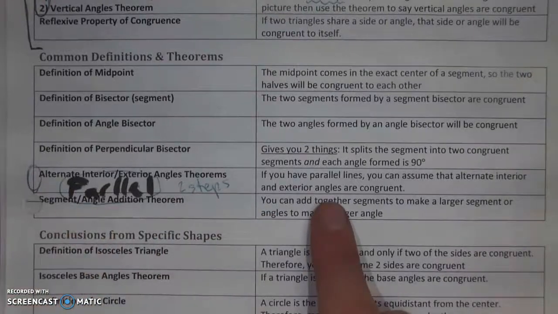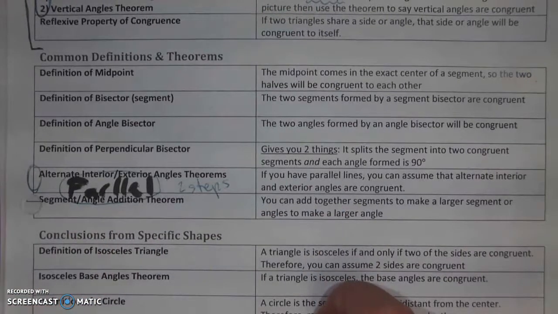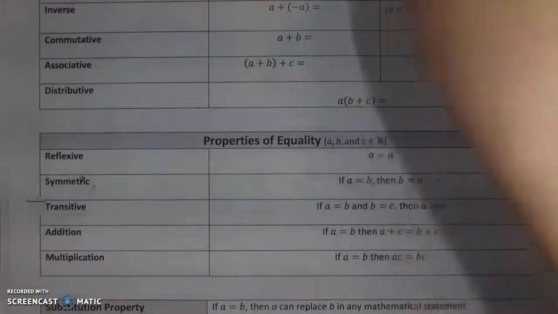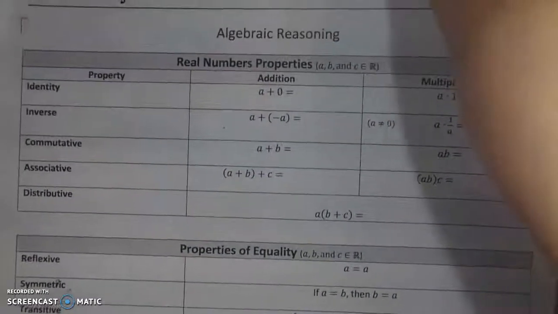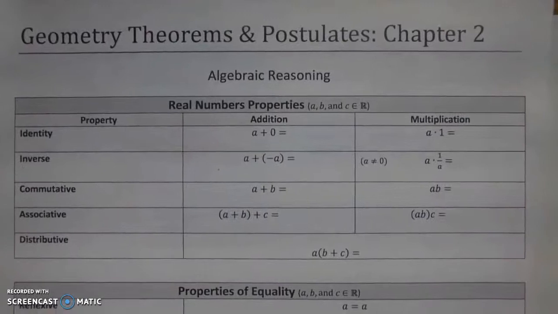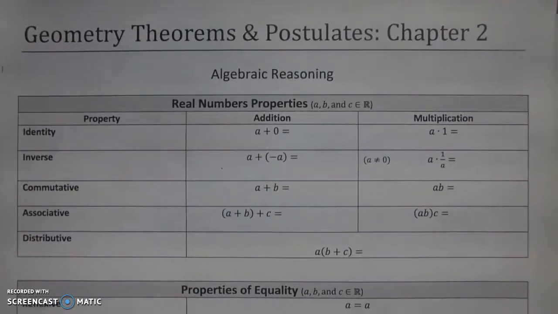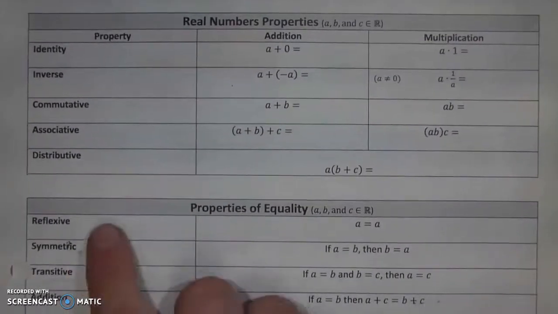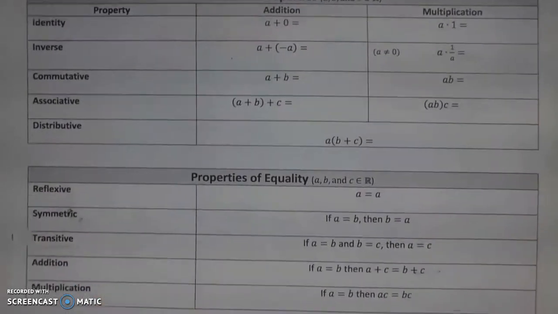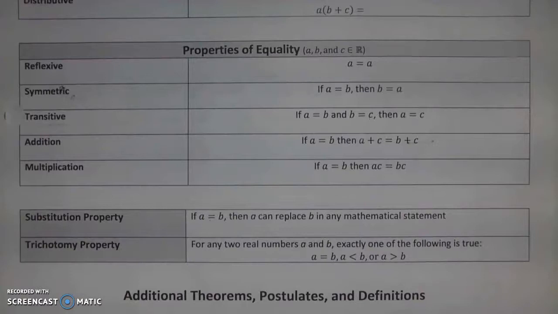And that just tells us that we can add together segments to make a larger segment or angles to make a larger angle. And we've used that before. In fact, we used that way back in chapter 2 in our old one. And there's going to be a few more theorems from this chapter 2 theorem sheet that can come in handy. We've already been using reflexive quite a bit. And we can use things like transitive as well to really help us fill in some missing blanks.